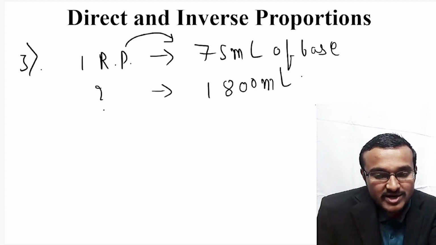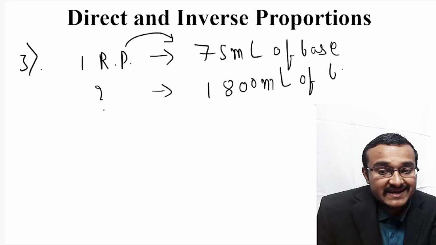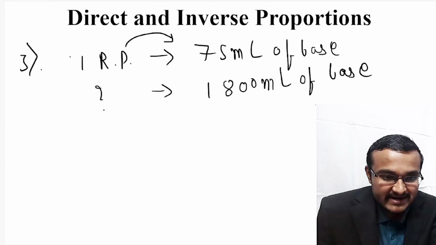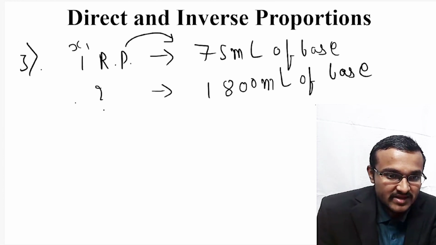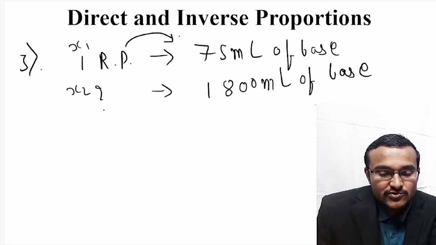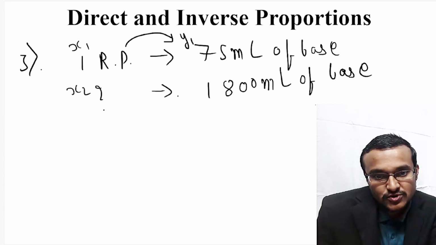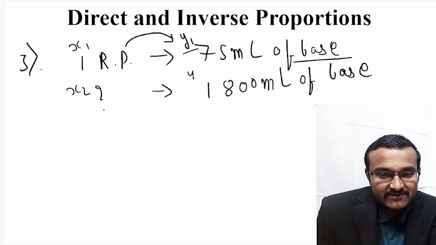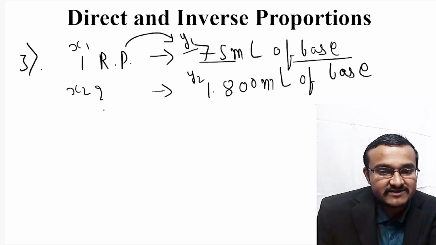Here these two physical quantities are directly related to each other. So here one particular physical quantity is red pigment, that is x1, and this particular x2 we have to calculate. The base acts as the y values. So here another physical quantity is base, that is y1 and y2. Here y1 is 75 ml, y2 is 1800 ml.